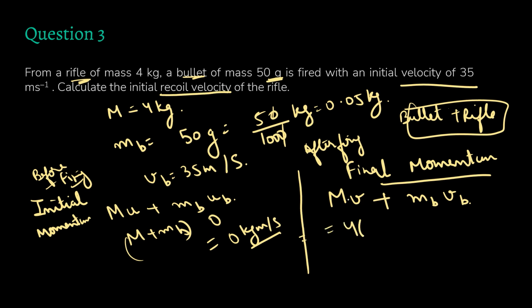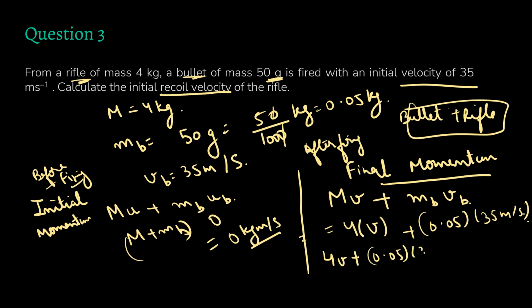So what does it come out to be? Your mass of rifle is 4 kgs. And what is your velocity? It is V, right? We need to find out the recoil velocity of rifle. Plus, what is your mass of bullet? 0.05 kgs. And what is your velocity of bullet? It is 35 meters per second. We just need to equate both of these because our momentum remains the same. There is no loss of momentum, right? So 4V plus 0.05 into 35 meter per second is equal to 0, because initial momentum is equal to final momentum. So V is equal to minus 1.75 by 4.